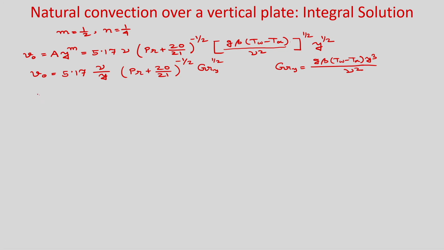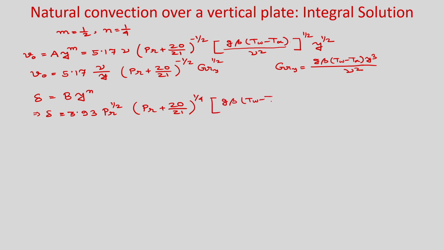And we have delta as b y to the power n. So, you know b as 3.93 Prandtl number to the power half, Prandtl number plus 20 by 21 to the power 1 by 4, g beta (T w minus T infinity) divided by nu square to the power minus 1 by 4, y to the power 1 by 4.